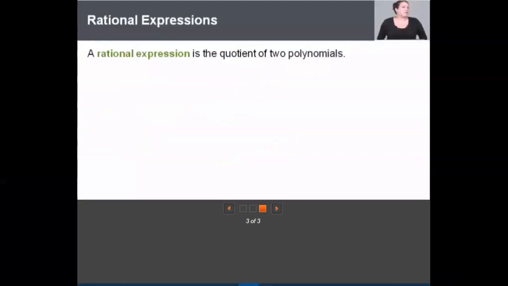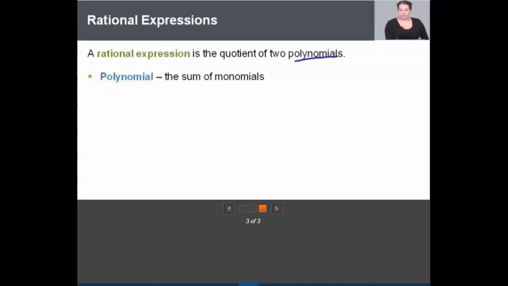Let's talk about rational expressions. A rational expression is the quotient of two polynomials. Now, it might not always look like a quotient from the get-go. We might not even see that it's a fraction, but negative exponents can put things into the denominator when it's not quite that obvious to begin with.